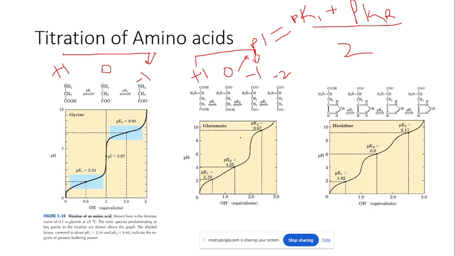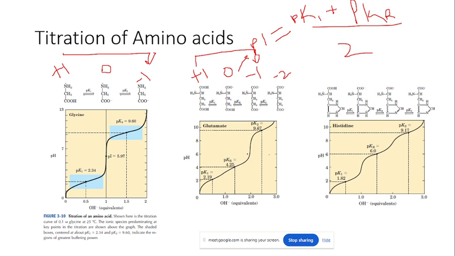Sir, so why are we not taking minus 2? Yeah, very good question. Because your zwitterionic form is lying between this pK1 and pK2. Okay, sorry, pK1 and pKr. Right, so that's why the pI will be the average of the preceding pK and the following pK. Always check for this transition plus 1 to minus 1.